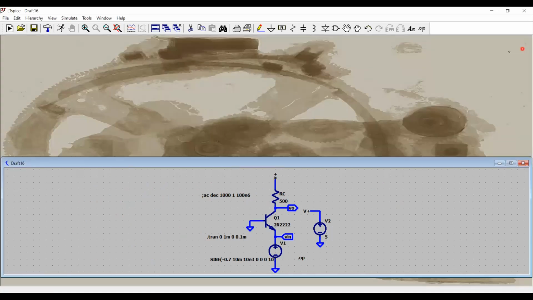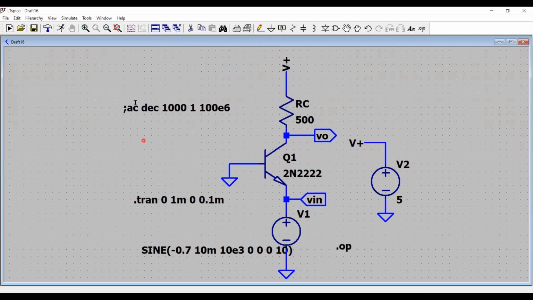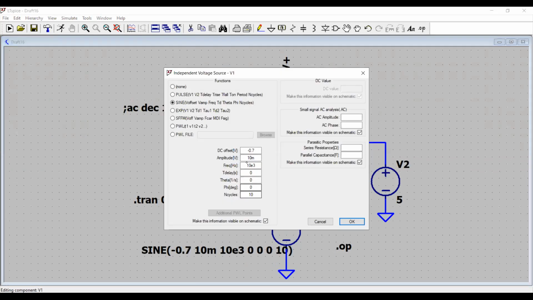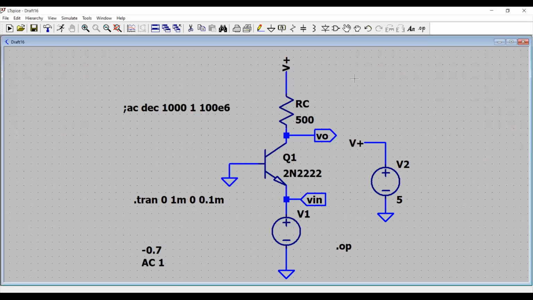So what we are going to do, we have this circuit right here. We will just replace the source with the small AC source. We'll click none and put the small AC magnitude of 1 there. And the DC value has to be there of minus 0.7. Otherwise, your circuit will not work. So keep it like this. We are done with that.